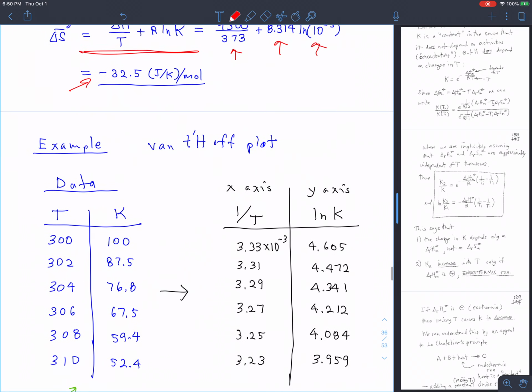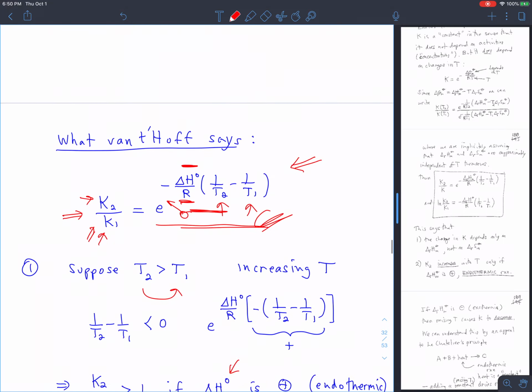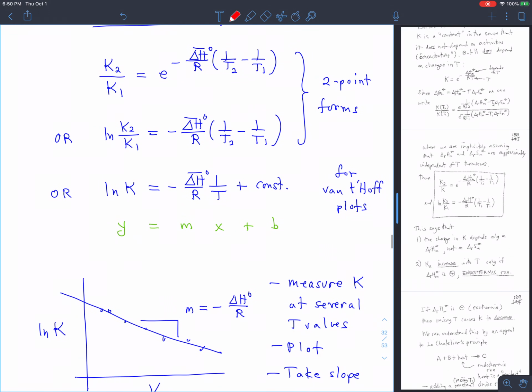All right. Final example, let's look at a Van 't Hoff plot. If we go way back up here, I wrote down the Van 't Hoff relationship in 3 different ways. One is the ratio of the equilibrium constants, one is the log of the ratio of the equilibrium constants, and then the third way is this one that gets used for Van 't Hoff plots. That's what we're going to do now.